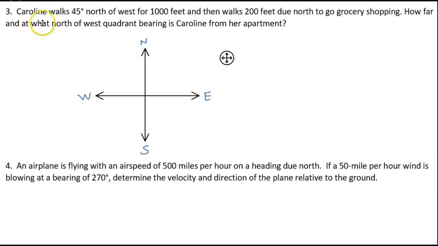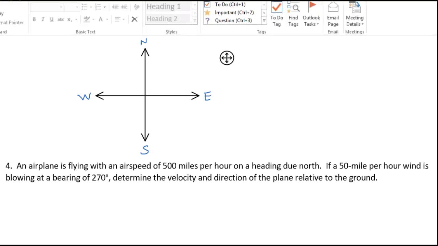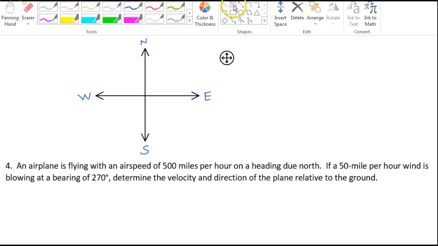Problem number 3. Caroline walks 45 degrees north of west for 1,000 feet and then walks 200 feet due north to go grocery shopping. How far and at what north of west quadrant bearing is Caroline from her apartment? Let's see. What did Caroline do?